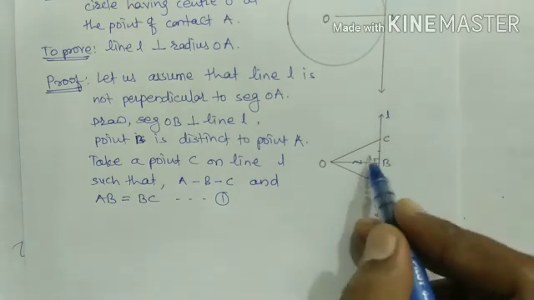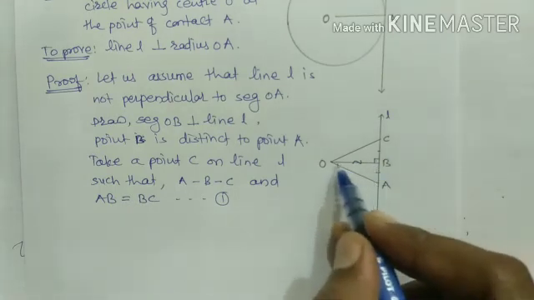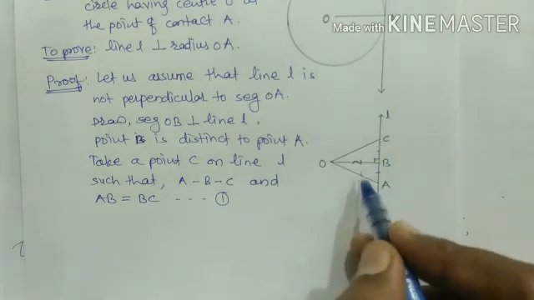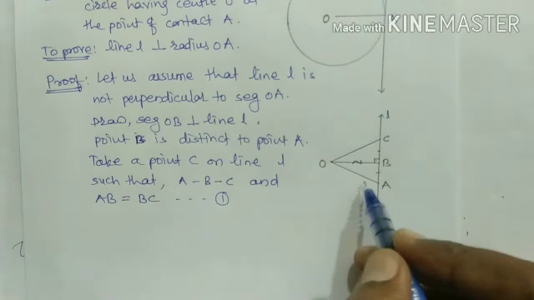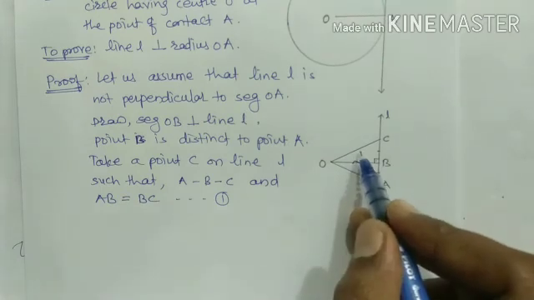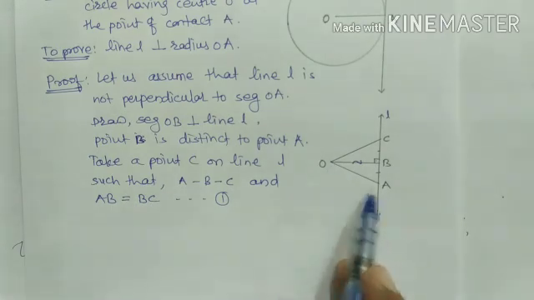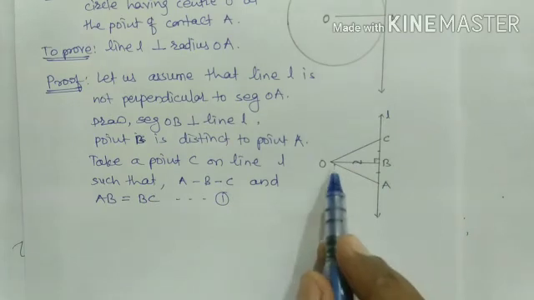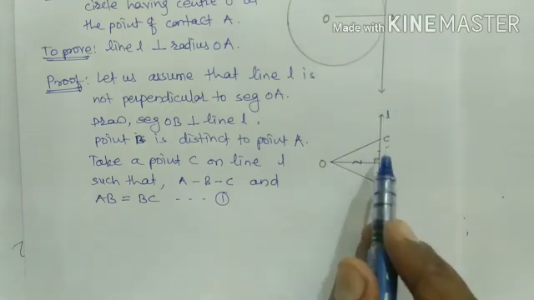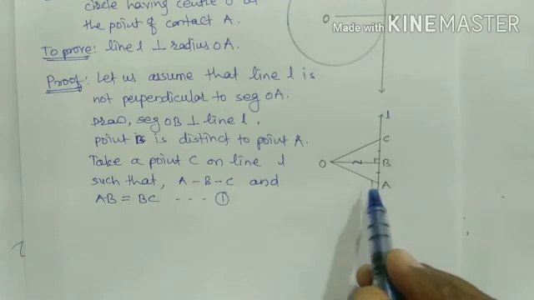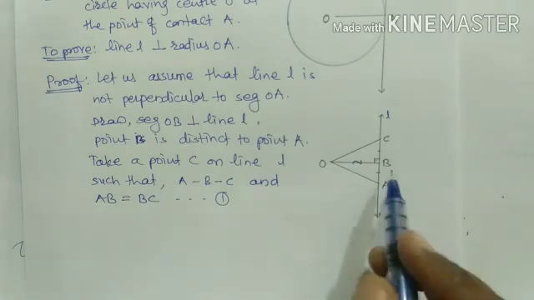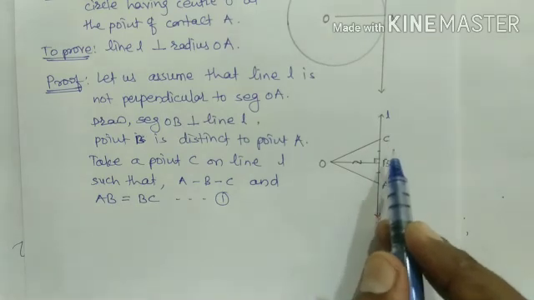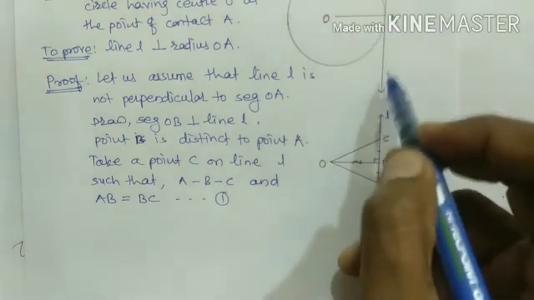And as these two triangles are congruent, then side OA is congruent to side OC, because these are the corresponding sides of congruent triangles. As OA is congruent to OC, and it is given that segment OA is the radius, it means that point A is on the circle. And here we prove this OA equals OC. It means that OC and OA are the radii of the same circle. It means that here point A and point C are common to this circle and this line L.